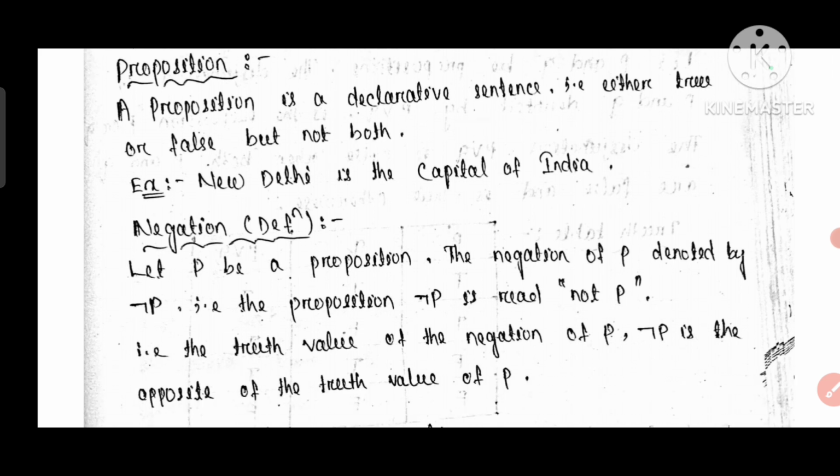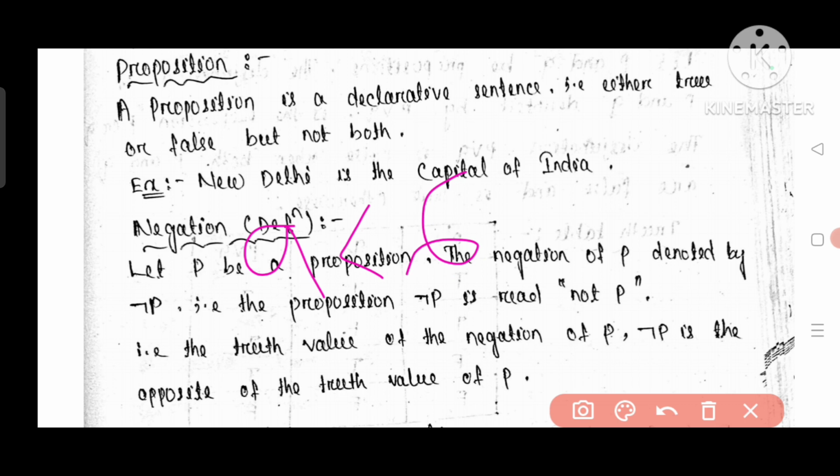Here this is an example of proposition. New Delhi is the capital of India. This is a declarative sentence, so it is a statement. Another example like please help me. This is not a declarative sentence, it is an imperative sentence, so it is not a statement. Another example, 9 less than 6. This is not a declarative sentence. It gives a false value, so it is not a proposition.